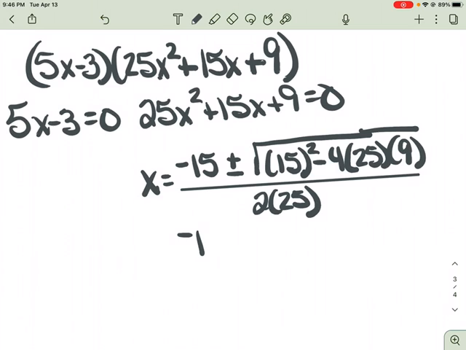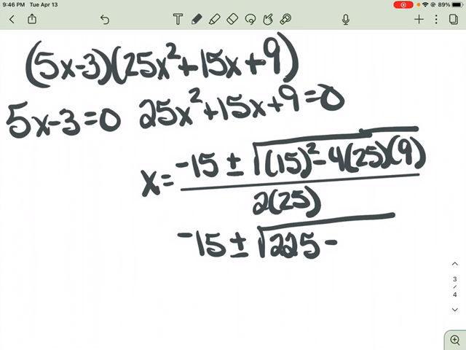Now, one thing you're going to notice after doing a bunch of these, you're always going to get an i. Okay, 225 minus 900. Negative 675.